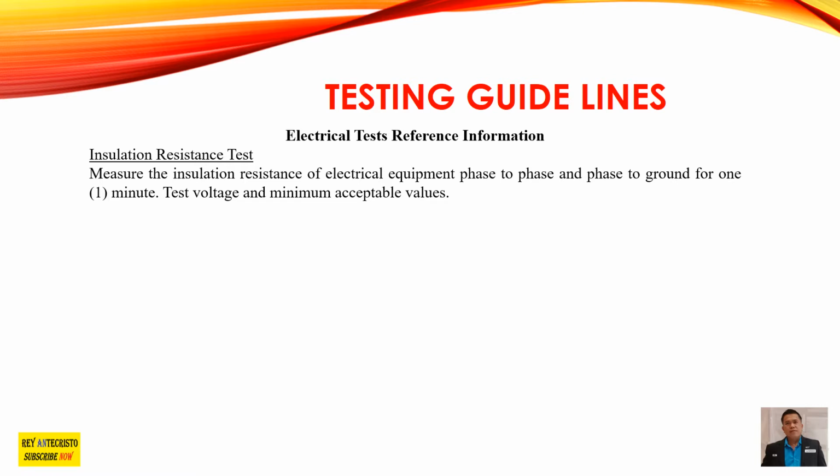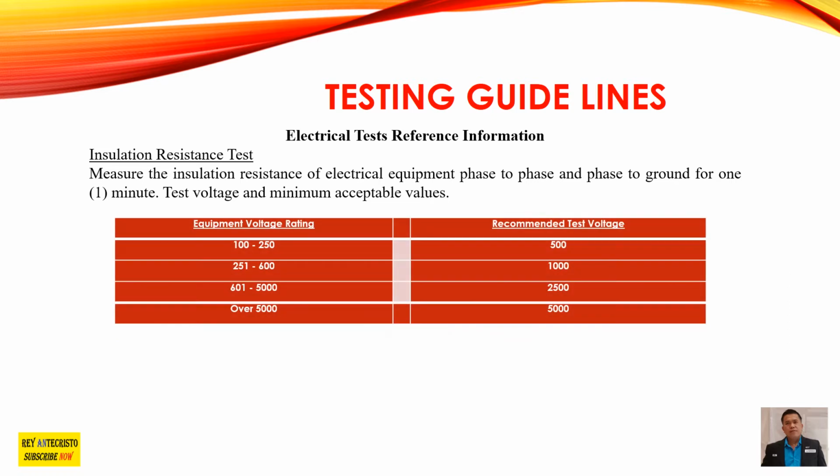Measure the insulation resistance, phase to phase and phase to ground, within 1 minute. And then the test voltage and minimum acceptable values, we have 100 up to over 5,000 volts. Okay, that is the equipment rating. And then the recommended test voltage by range.